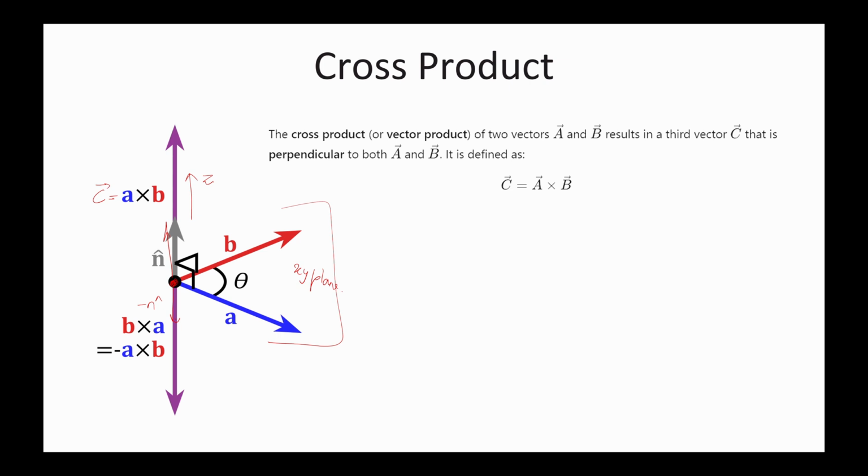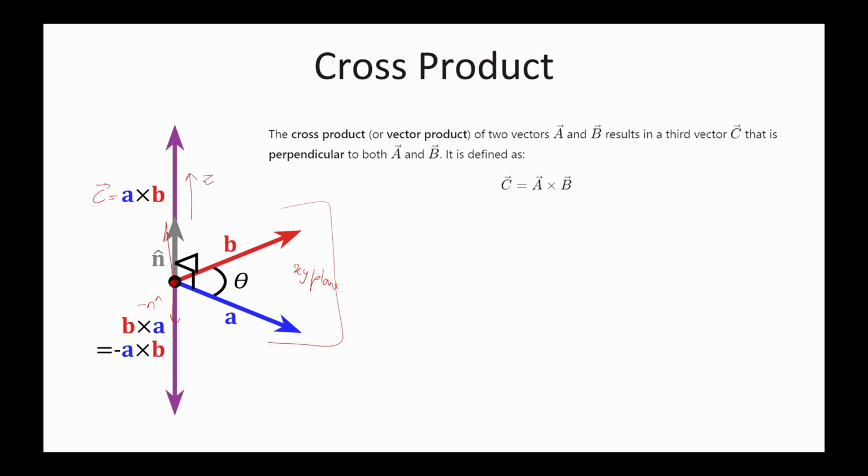Let's say this is my A vector and this is my B vector. So what I do is, I put my right hand in the direction of A vector and my palm is facing towards the B vector. Now I look at my thumb. My thumb is pointing upwards. That means the cross product of these two vectors would be C vector. Again, that C vector's direction n cap is going to be upwards.